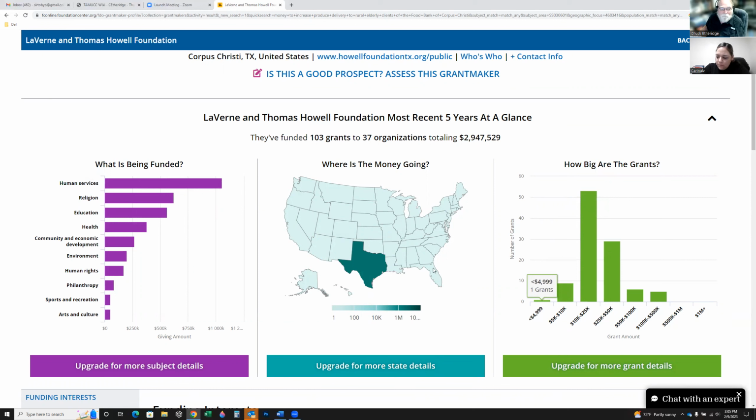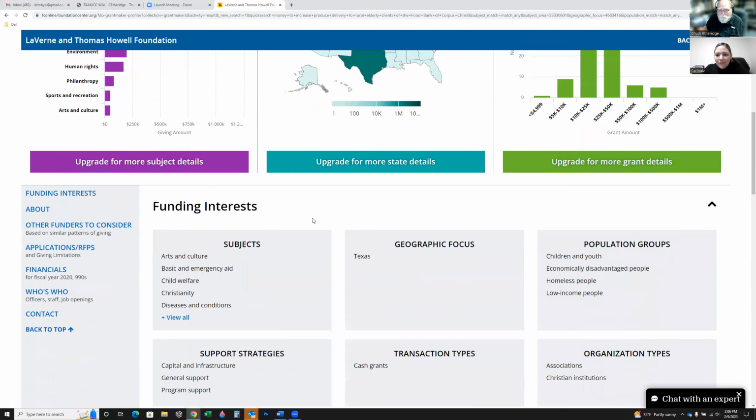Only one grant of $5,000 or under, a few $5,000 grants. It's a possibility, but it looks like their happy place is over 10 grand. So maybe keep on looking down.